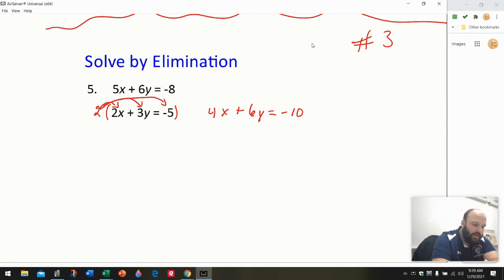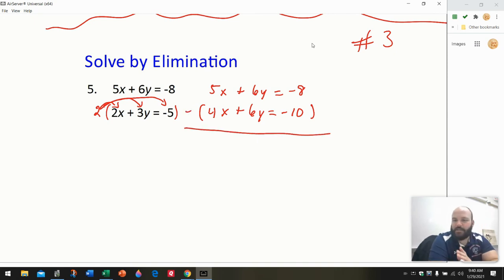Now, why did that help us? Well, if I bring the first equation over, 5x plus 6y equals -8, you will see that both of the coefficients on the y are now the same. And that's good. We want them to be the same because we can get them to cancel each other out now by simply subtracting. So I'm going to take these two like this. I'm going to put a subtraction sign, and then I'm going to proceed to subtract these two equations. So 5x minus 4x is 1x. Now 6y minus 6y is 0. Those cancel. That's what we want to happen.